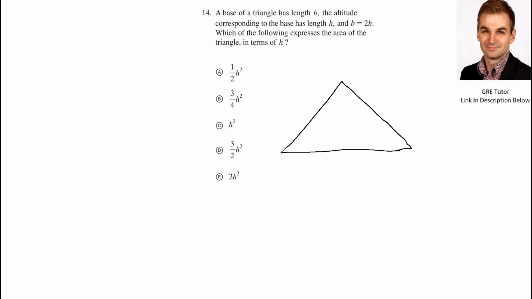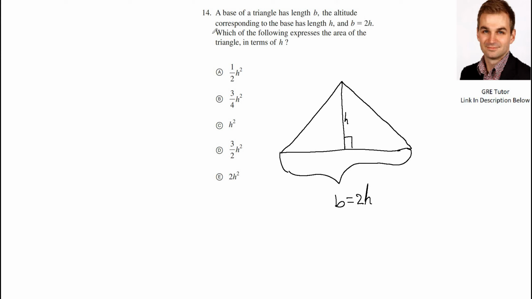The base of the triangle is length b. So this right here is going to be equal to length b. They say that the altitude corresponding to the base, so basically from the base all the way to the top of the triangle, if you draw a right angle like this, which is also known as the height of the triangle, by the way, has length h. Alright, and then b is equal to 2h. So that's what they've given us there.